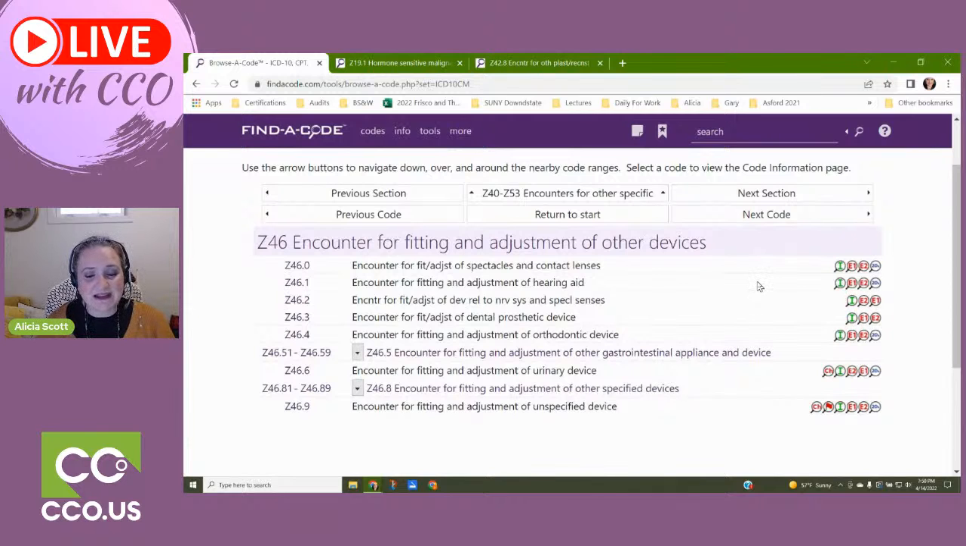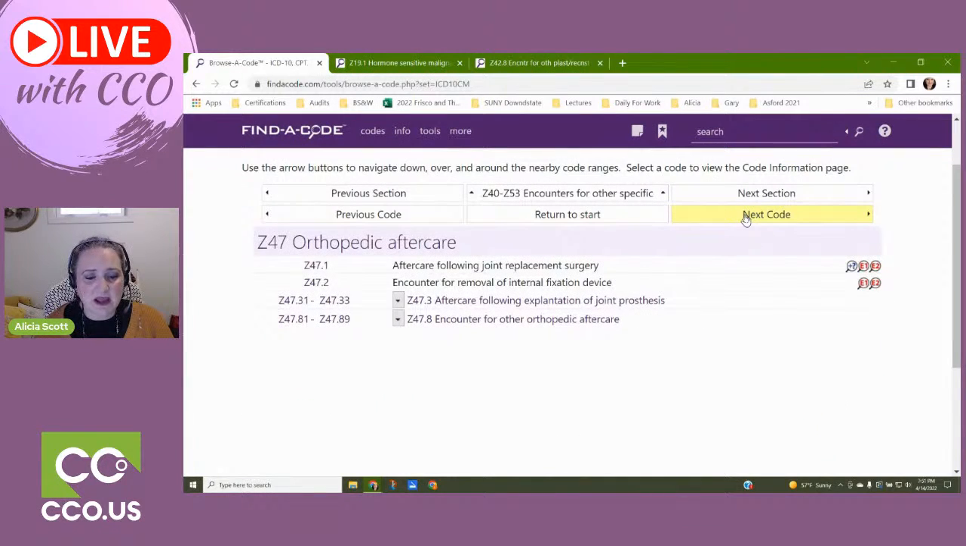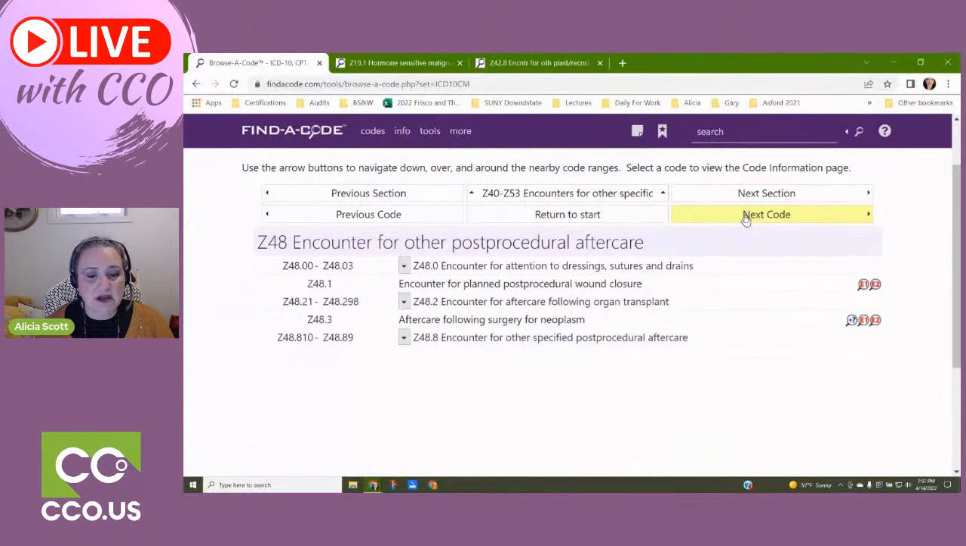Now going into adjustment for things like contact lenses, hearing aids, dental prosthesis. So you've got artificial dentures, but there's other prosthetic devices, and it really is quite broad. We're going to skip through these pretty quickly. Okay, aftercare. So orthopedic aftercare, you had your knee replaced, and this will fall under that section.